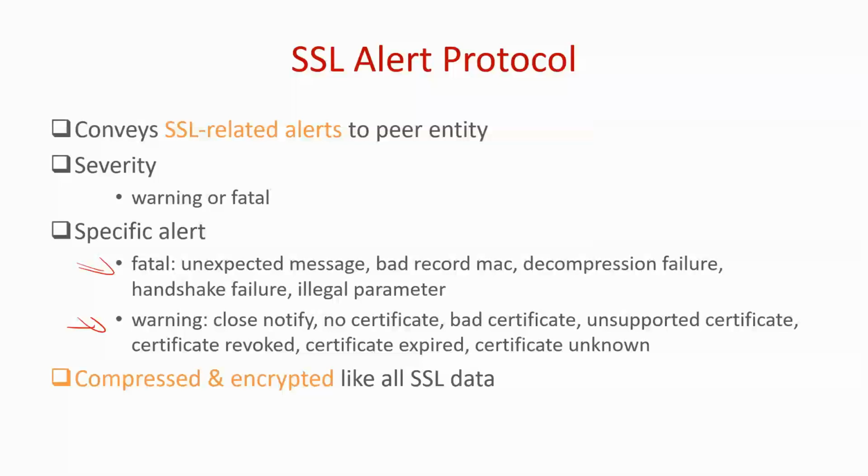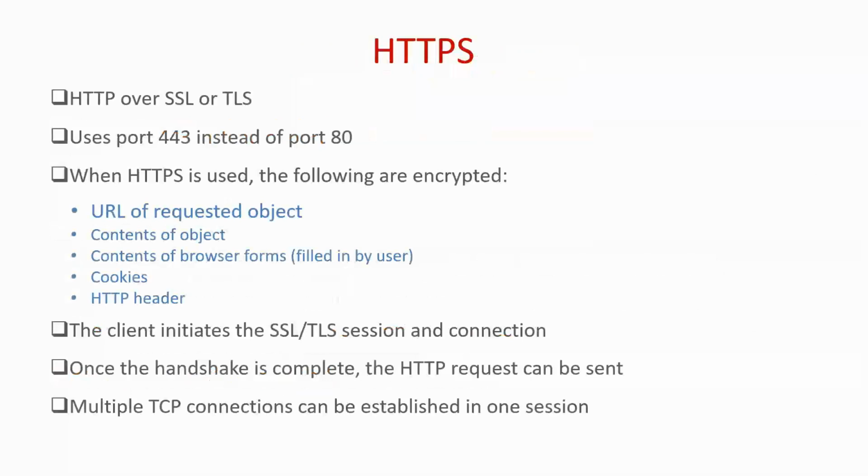The fatal messages will lead to the security association being revoked and the TCP connection being terminated as well. The warning will leave it up to the client or the server to determine what to do. This actually includes no certificate or bad certificate. This is actually what you get when you click on a link and you get a warning message saying that this website looks fishy. And then it's up to you. Either you continue or you return back to your previous page. Okay. This is what happens when your browser doesn't recognize a certificate or expects a certificate but doesn't get one in this case. And this is the responsibility of the alert protocol.